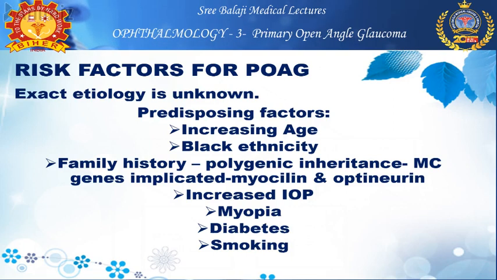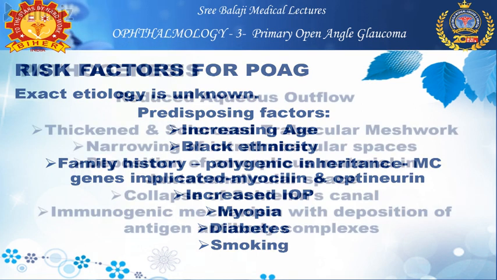The exact etiology of POAG is unknown. But there are certain predisposing factors like increasing age, black ethnic race, and a family history of POAG. The inheritance of POAG is polygenic, but the most common genes implicated are myocilin and optineurin. Other risk factors like increased intraocular pressure, having nearsightedness or myopia, diabetes, and history of chronic smoking are also responsible.